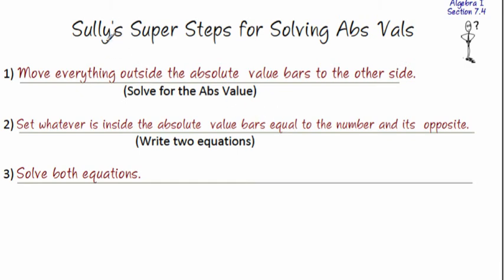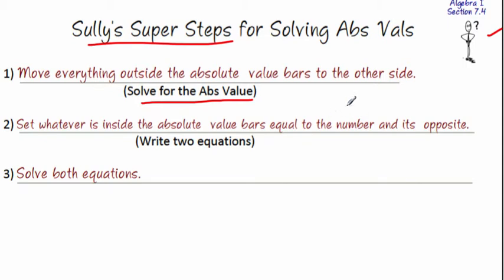Here's Sully's super steps for solving absolute value. These came right out of 7.4. You can go back if you need it. Step 1, move everything outside the absolute value bars to the other side. So you have to solve for the absolute value. I kind of shortened it up here. Step 2, set whatever is inside the absolute value bars equal to the number and its opposite.